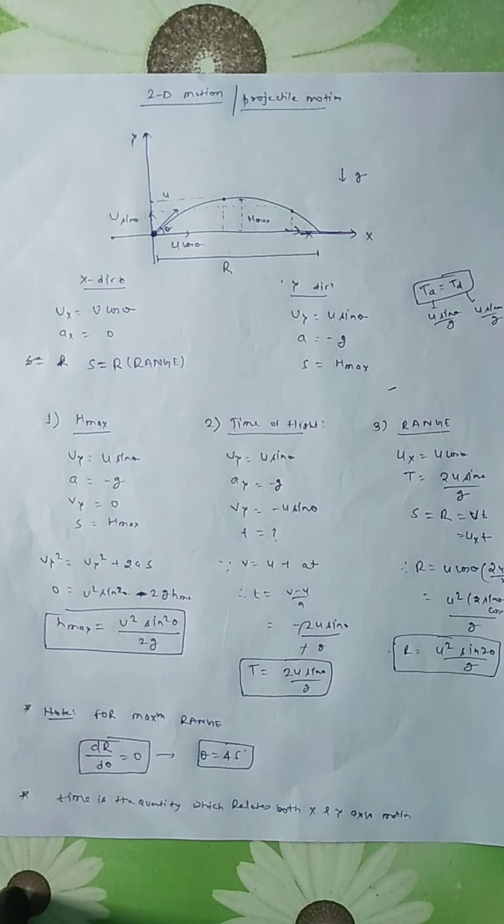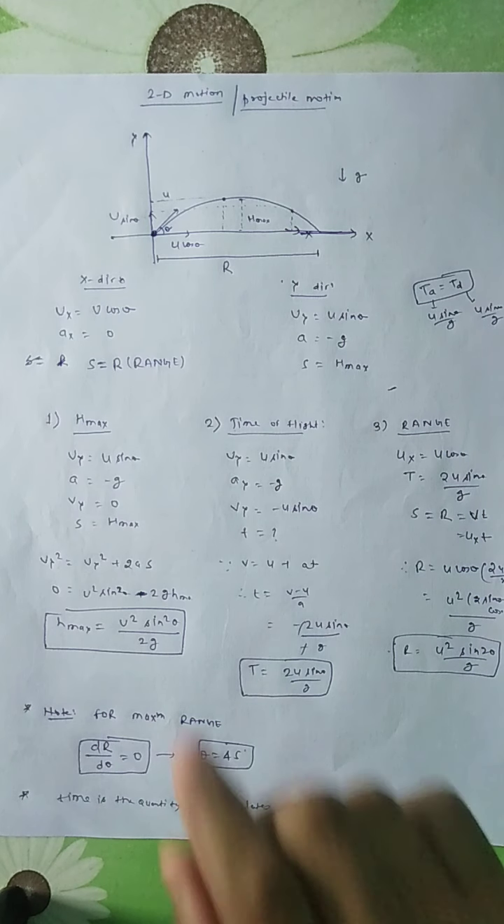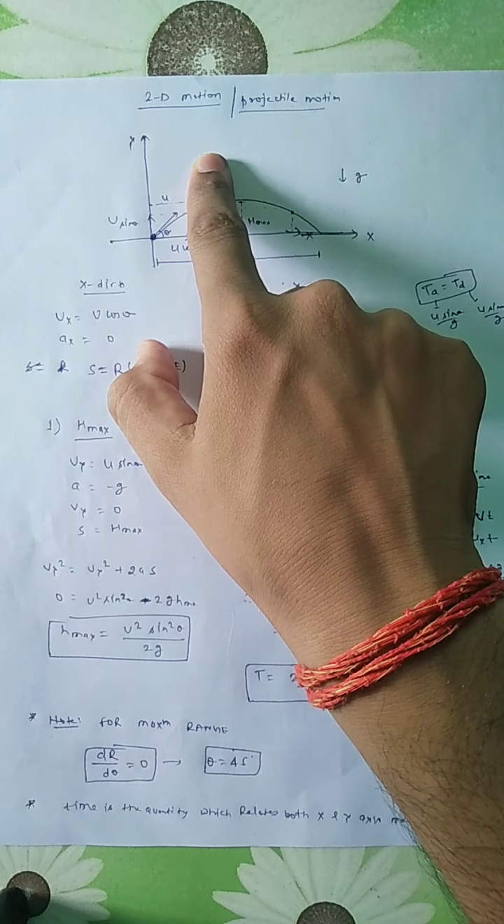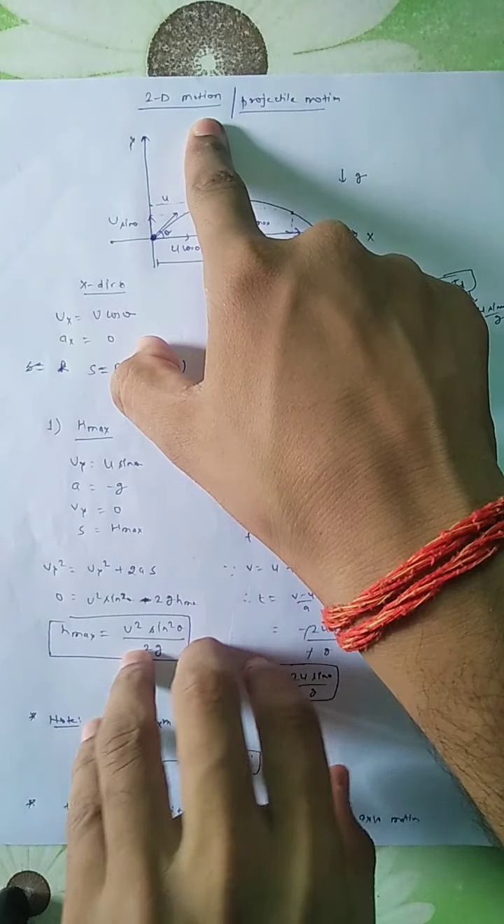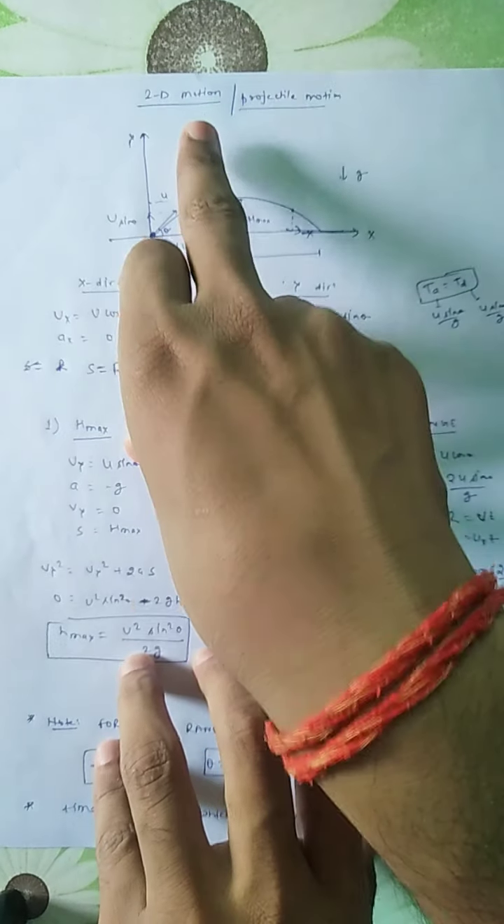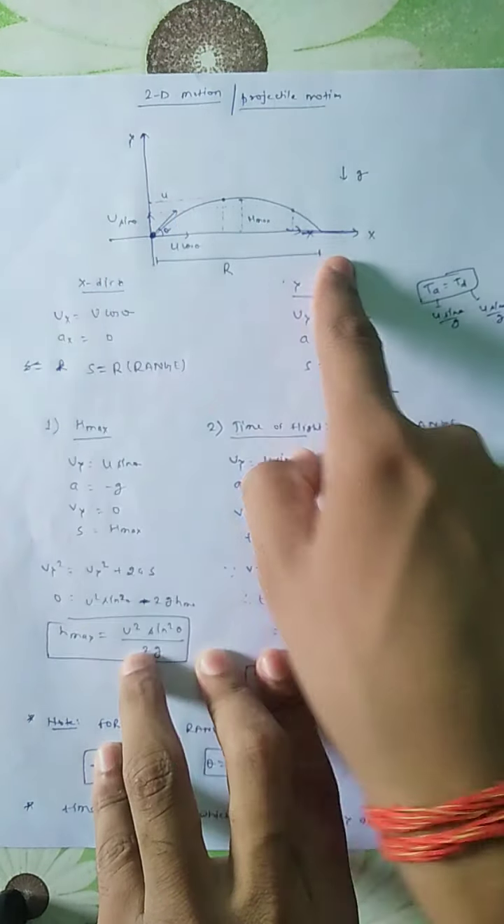I am going to proceed from the previous lecture in which we studied one-dimensional motion and solved its problems. Now we will proceed to two-dimensional motion, that is 2D motion. First we will study why it is known as two-dimensional motion. Let us consider this example.